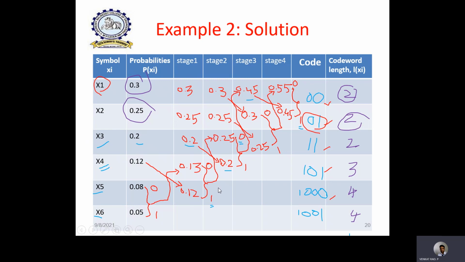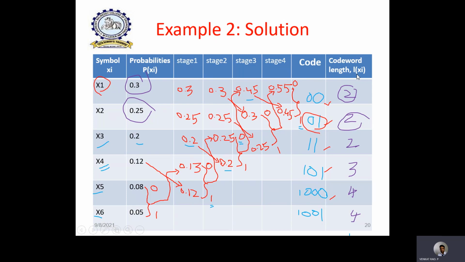For example, in this case, let us try to write the code for x5. Code for x5: 0 is assigned, then it is moved to here with 0, and again it is moved to here with 0. Here again it is moved to here, so 1. So totally 0 0 0 1, 3 zeros and then 1. In reverse order, that is 1 followed by 3 zeros. Like that, the code for each symbol can be easily obtained from the Huffman coding procedure.